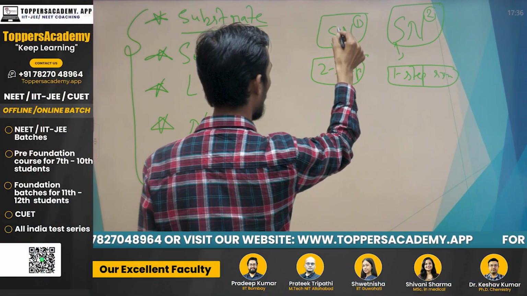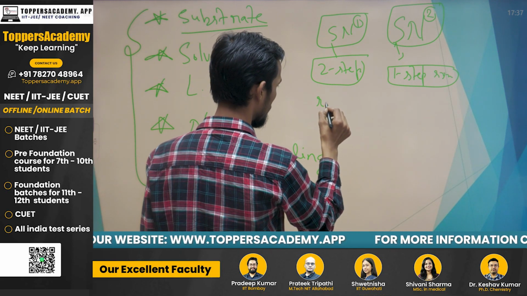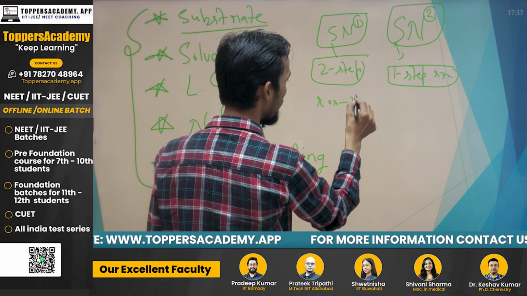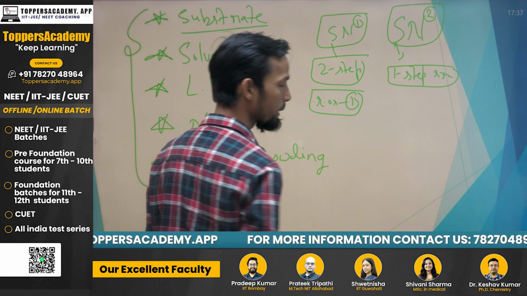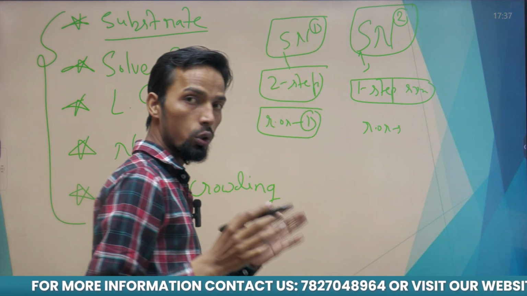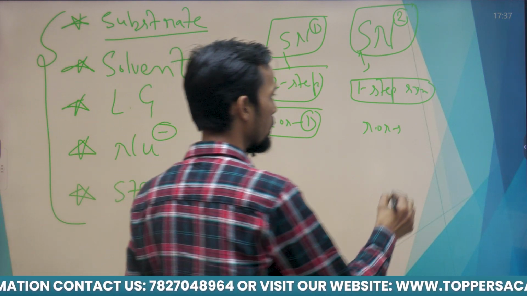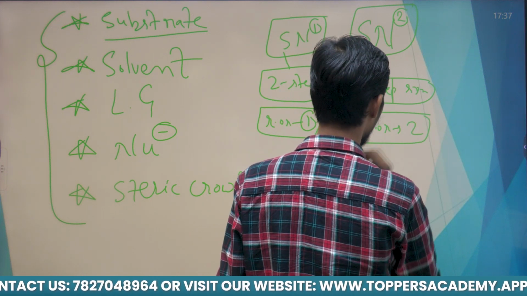We have seen in the previous slide that SN1 is dependent on only one reagent, unimolecular. In SN2, the rate of reaction will depend on both the nucleophile and the substrate RX. So that's why it is bimolecular.